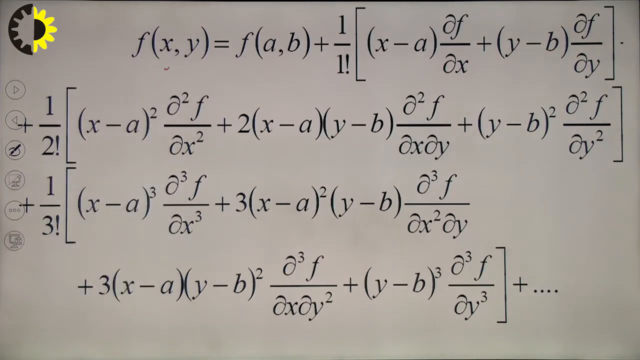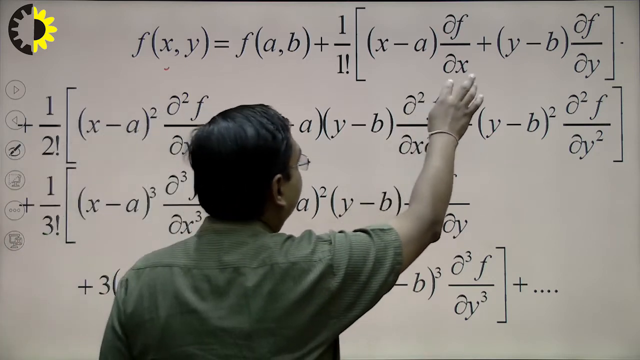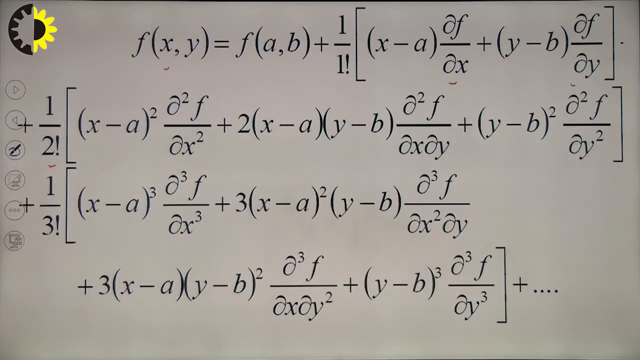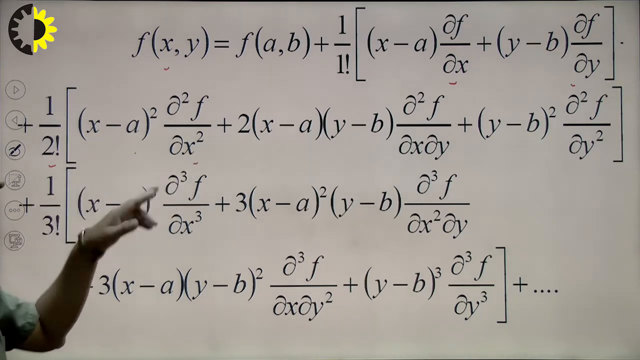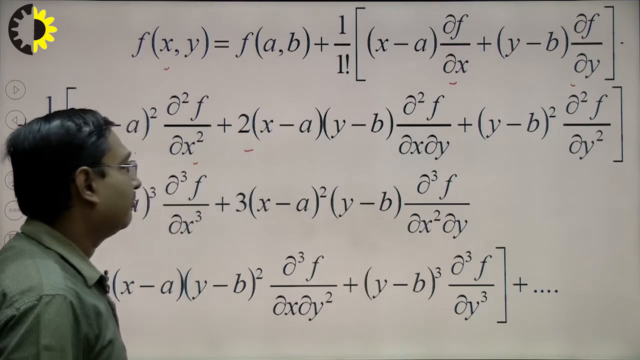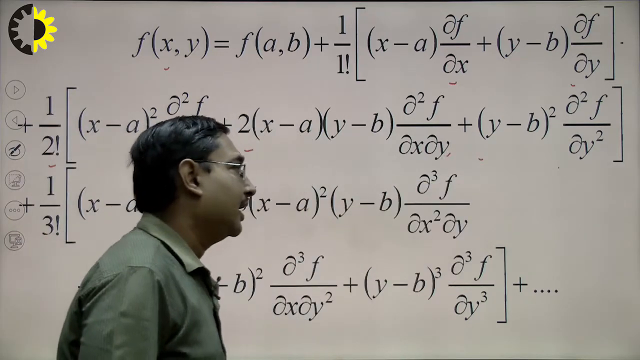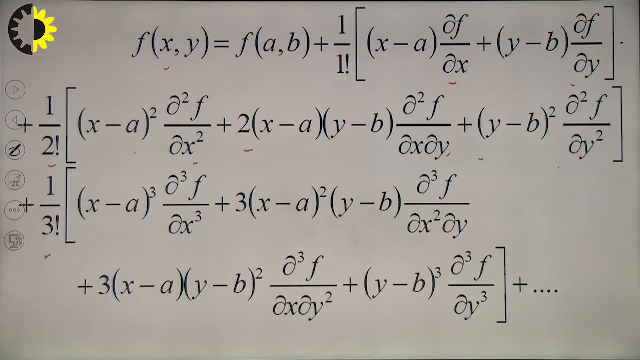f(x,y) is equal to f(a,b) plus 1 upon 1 factorial [(x minus a) del f over del x plus (y minus b) del f over del y] plus 1 upon 2 factorial [(x minus a) whole square del 2f upon del x square plus twice of (x minus a)(y minus b) del 2f over del x del y plus (y minus b) whole square del 2f over del y square] plus 1 upon 3 factorial [(x minus a) whole cube del 3f over del x cube plus 3 (x minus a) whole square (y minus b) del 3f over del x square del y plus 3 (x minus a)(y minus b) whole square del 3f over del x del y square plus (y minus b) whole cube del 3f over del y cube] plus and so on.